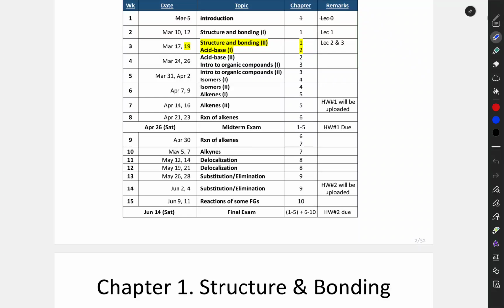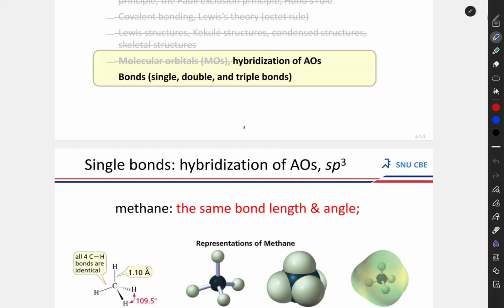So last time we discussed the molecular theories, and today we'll discuss the hybridization of atomic orbitals, and how this theoretical framework can be used to describe the bonding within organic molecules, right? So we'll describe how single, double, and triple bonds can be described within the framework of the hybridization theories, okay?